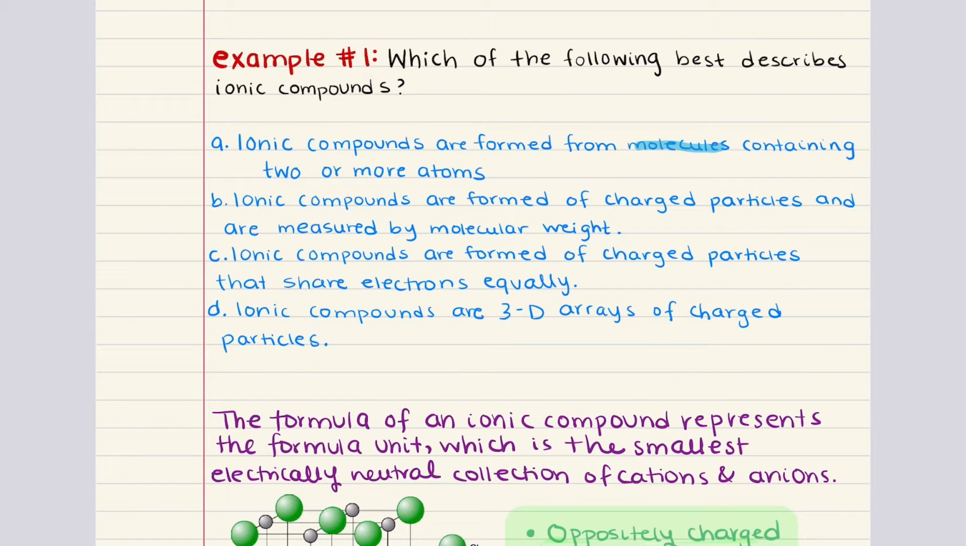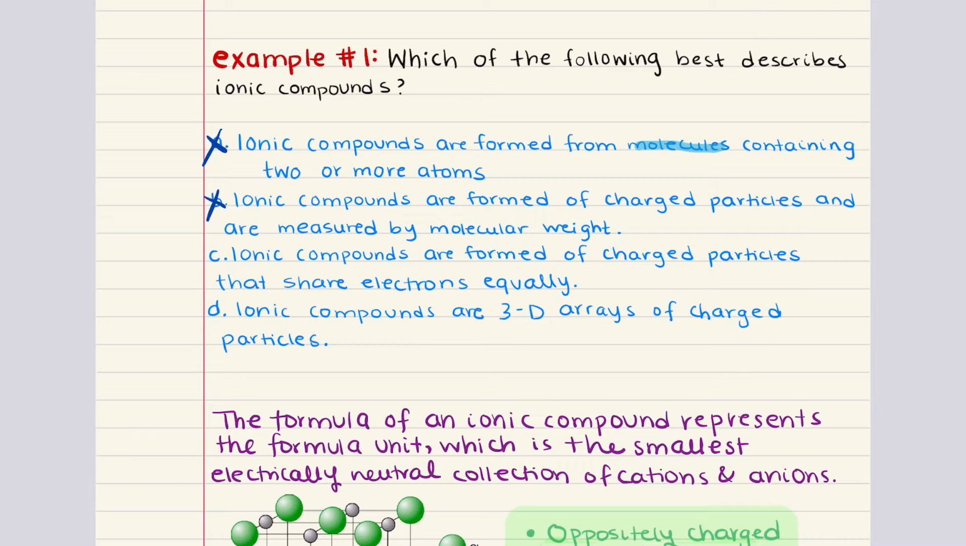And so here, A and B, rather than forming molecules or being measured by molecular weight, ionic compounds form large arrays of ions in crystalline solids, and they're measured with formula weights. Hence, again, why A and B here are incorrect, and we can go ahead and eliminate both of those options. All right, let's read option C.